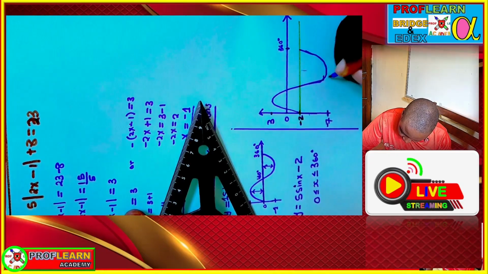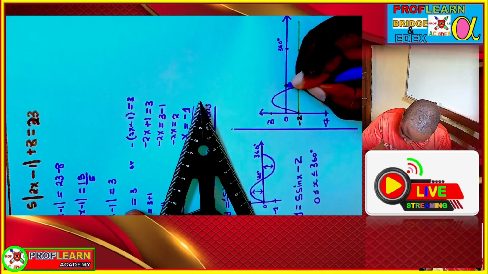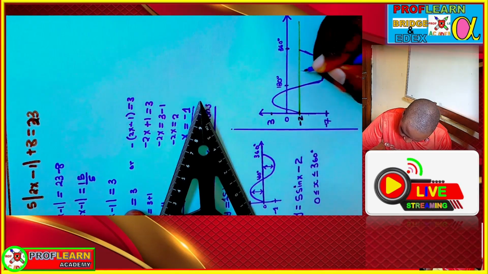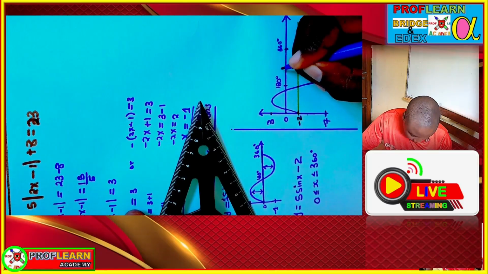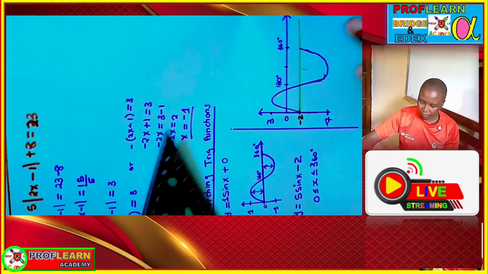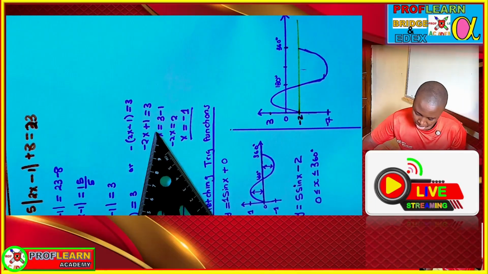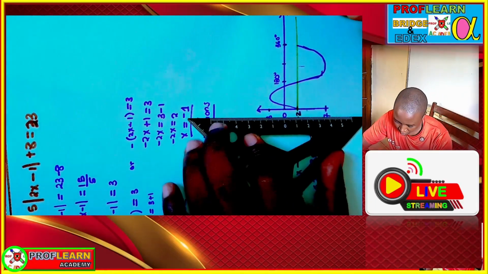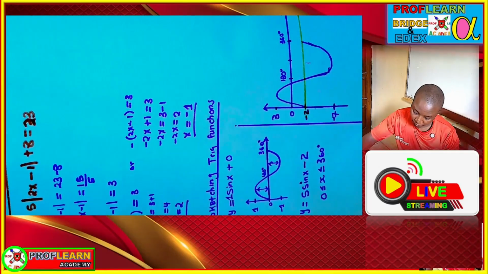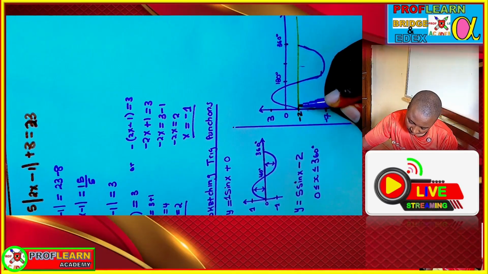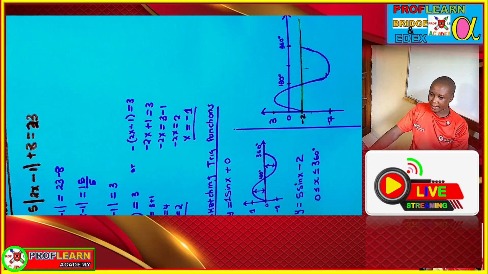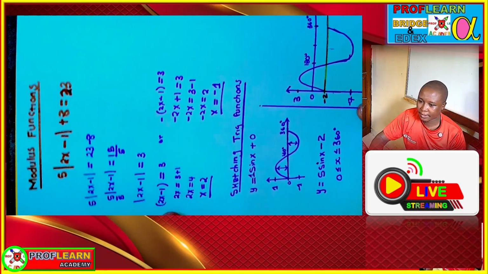And then this will be 360 degrees, this will be 180 degrees, and this here is 0. So that's how the graph will look like. Yeah, it passes through -7 like that. Whereby this is our midline.